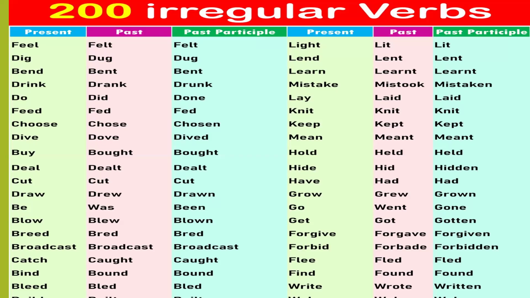Feel, felt. Light, lit. Dig, dug. Lend, lent. Drink, drank, drunk. Mistake, mistook, mistaken. Do, did, done. Lay, laid. Feed, fed. Choose, chose, chosen. Keep, kept. Die, died. Mean, meant. Deal, dealt. Hold, held. Cut, V1, V2, V3 same. Have, had. Be, was, been. Go, went, gone. Blow, blew, blown. Get, gotten. Broadcast, all forms broadcast. Forbid, forbidden. Catch, caught. Flee, fled. Bind, bound. Find, found. Bleed, bled. Write, wrote, written. So these are a few irregular verbs.